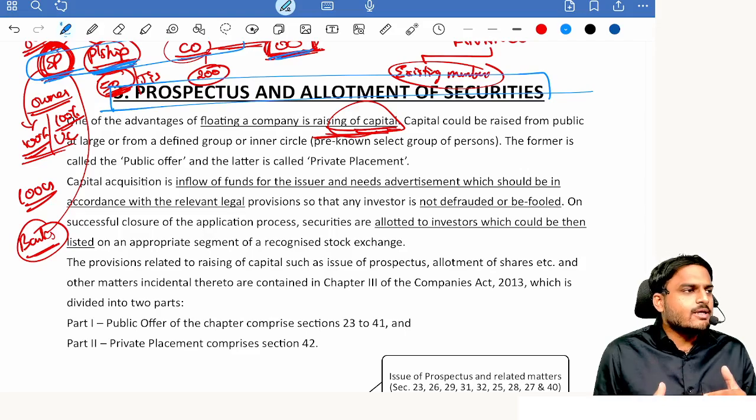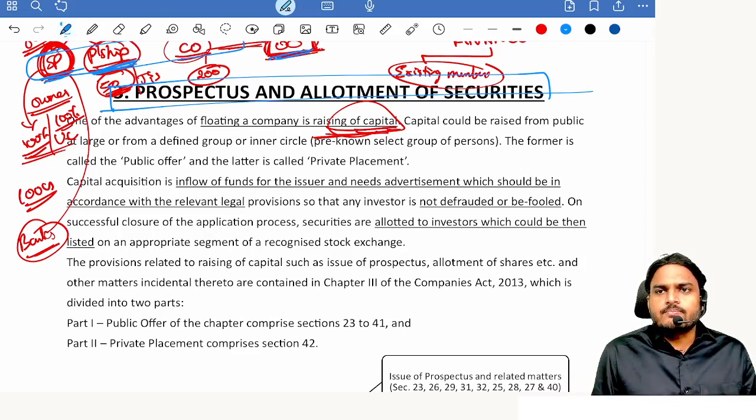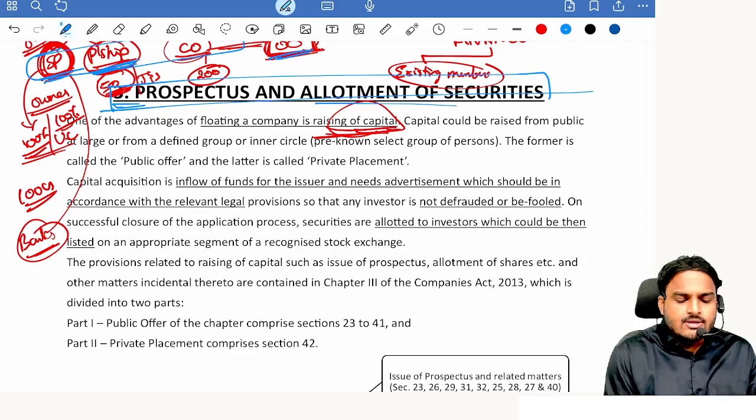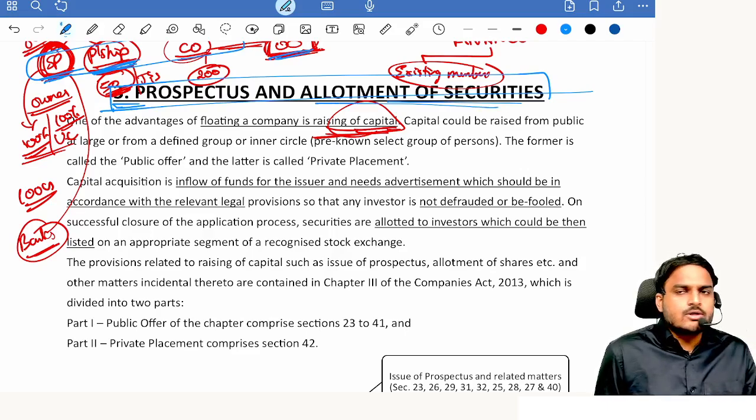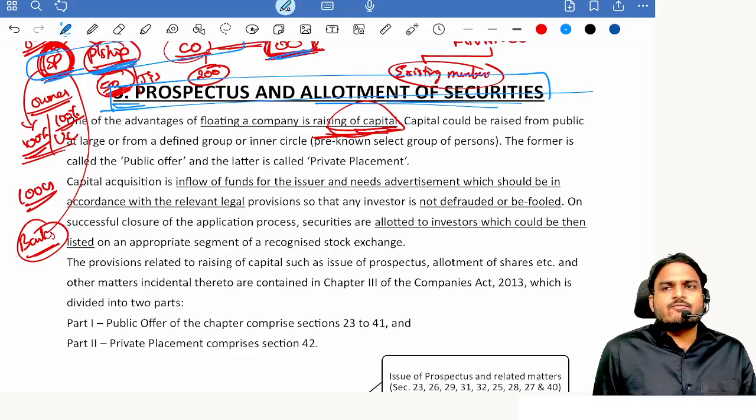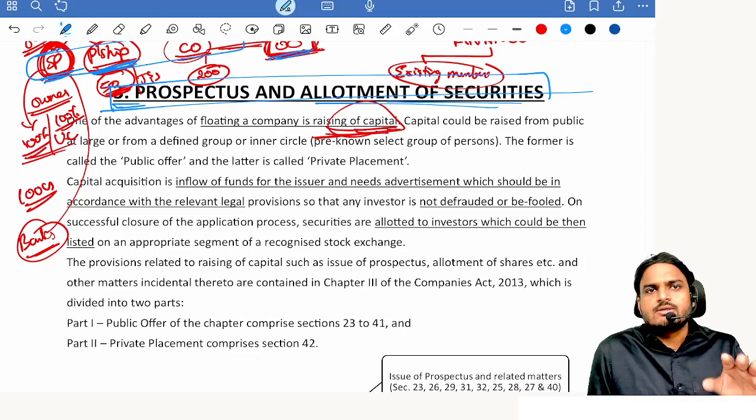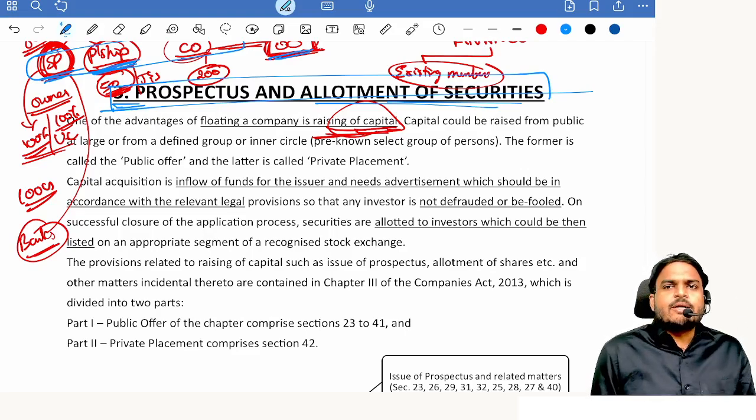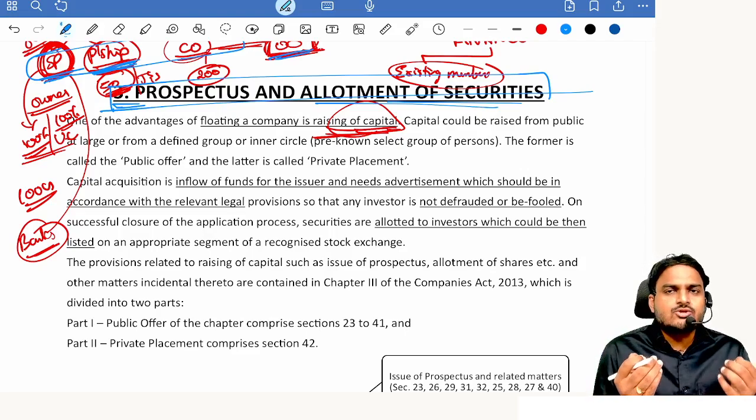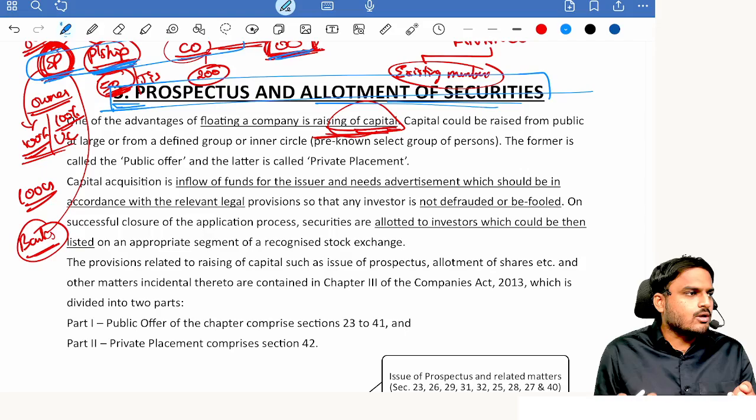Now what can a company do? It can make a public offer. By complying with chapter 3, prospectus and allotment of securities, it can make a public offer to the public at large. Interested investors from the public will make investment. First they will deposit application money. Against application money, the company will make allotment of securities. You will get shares. If company performance is good, your share value will increase. If company performance is not good, your share value will fall.